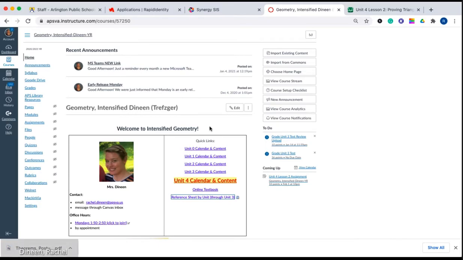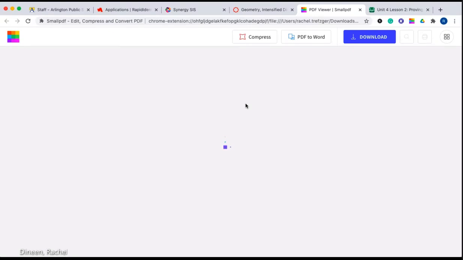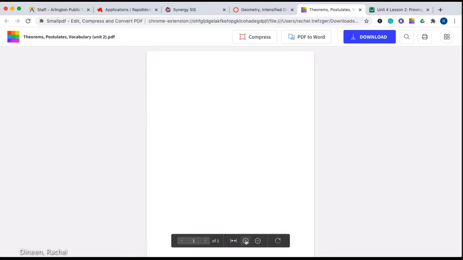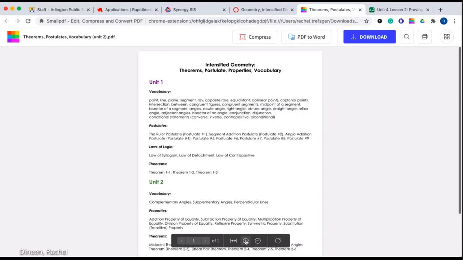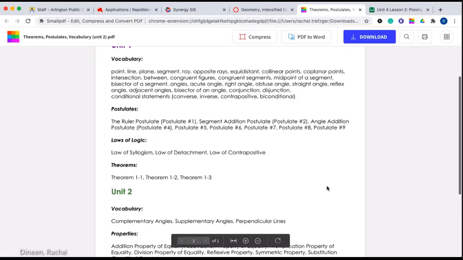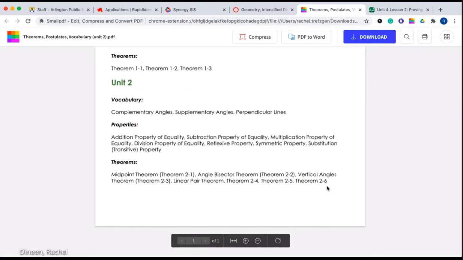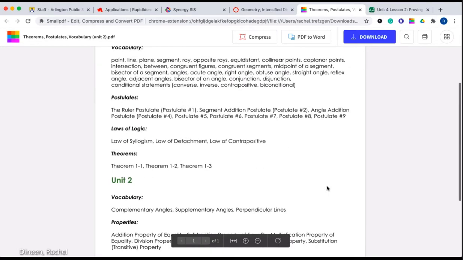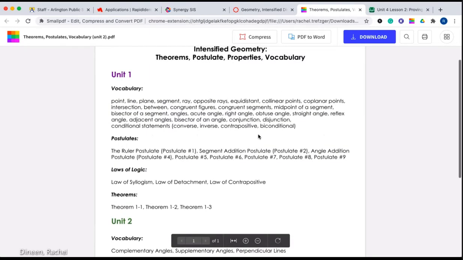But here are, come on, I want to open, yeah, there we go. So here are all of the theorems, postulates, properties. It's a lot. Geometry is so vocabulary heavy. I suggest making little cheat sheets for you. Like not only having these, but writing down what the definitions are and writing an example.